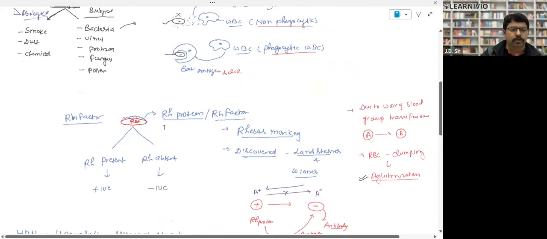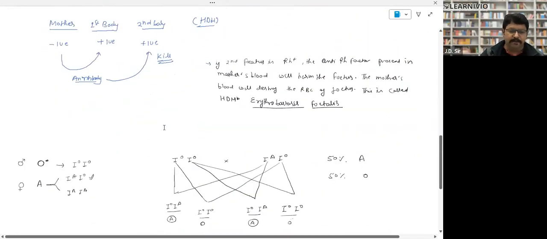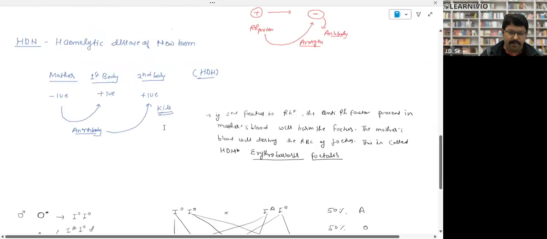Now we will talk about what is the positive and negative blood. So I think it should be clear to you. This one, crystal clear. Yes, sir. It's clear. Fine, great.